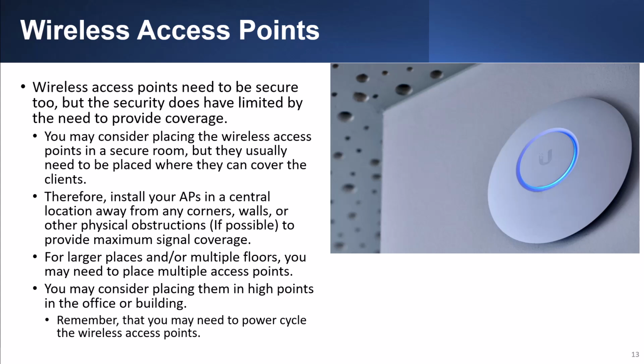Wireless access points need to be secured too, but the security is limited by the need to provide coverage. You may consider placing the wireless access points in a secure room, but they usually need to be placed where they can cover the clients. Therefore, install your APs in central locations away from corners, walls, or other physical obstructions, if any, to provide maximum signal coverage. For larger places and/or multiple floors, you may need to place multiple access points. You may consider placing them in high points in the office or building. Remember that you may need to power cycle the wireless access points.